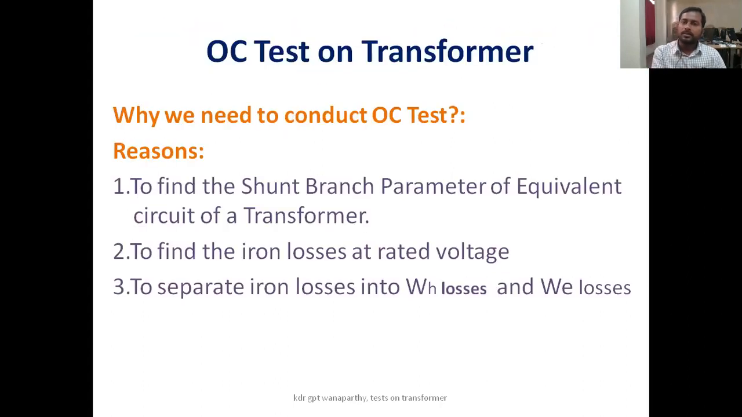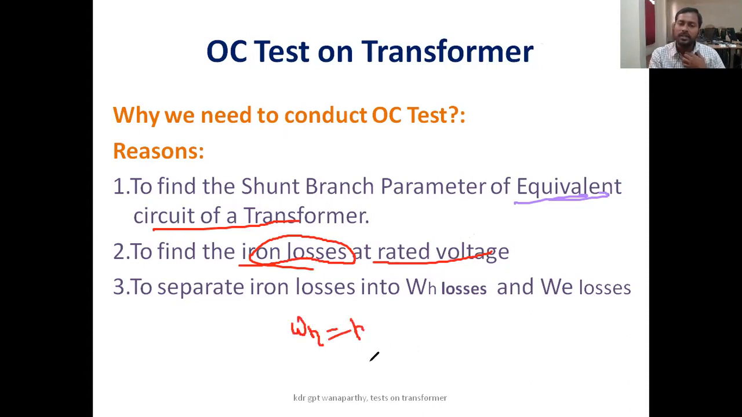So let us discuss in depth. And we know this is the equivalent circuit. Equivalent circuit parameters can be found by using the OC test. I will explain in depth in the further discussion. Here, to find the iron losses at rated voltage, let us understand this one. So iron losses: if you take hysteresis losses, it is equal to eta B max to the power 1.6 times F times V. This is the hysteresis losses formula. Look at this one, V is volume and F is frequency, and B max is directly proportional to V by F.